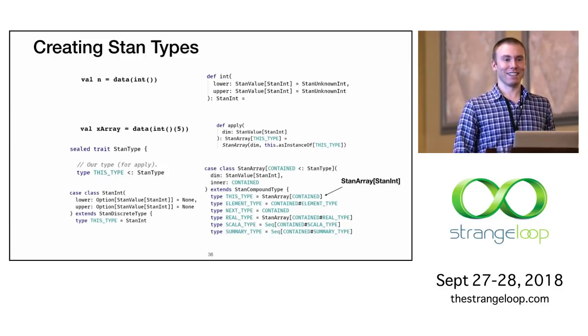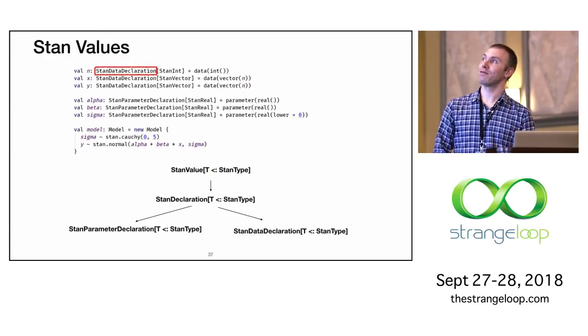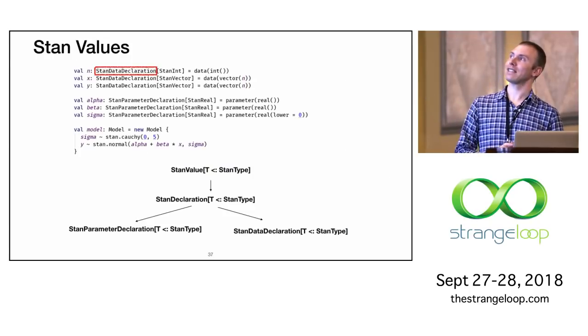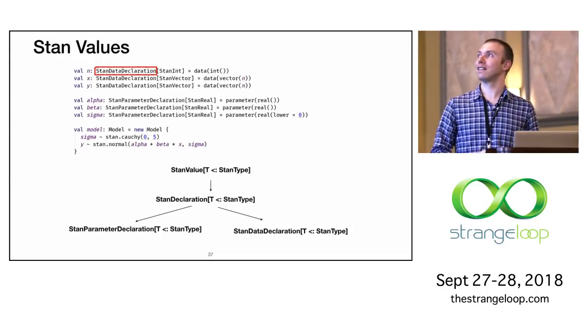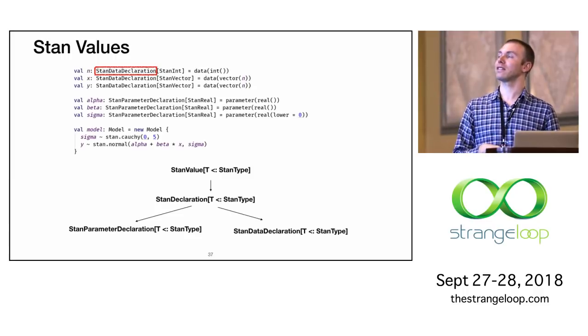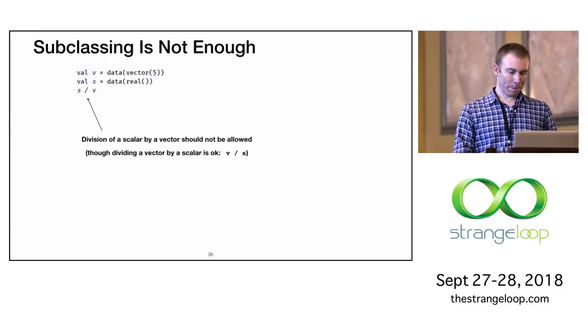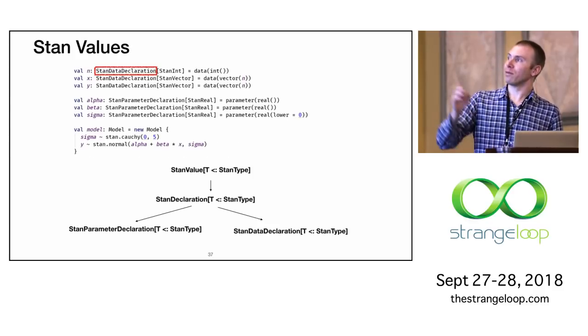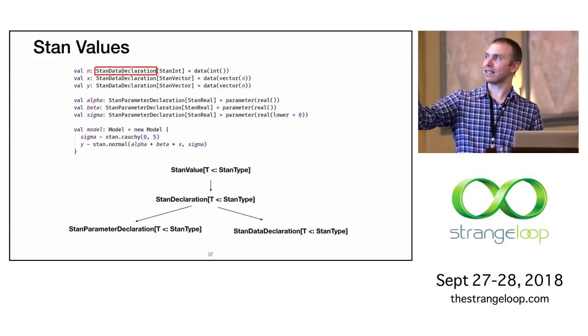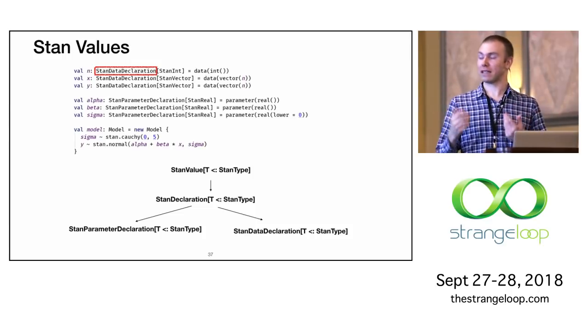Clear? Yeah. So values have some type, so the outer part is the value part. We have a stan data declaration, which is our input to the stan program, of stan int, and we create that with data int. Same with parameters. And of course, when we run the program, something like alpha plus beta just creates a new stan type that has the right type.